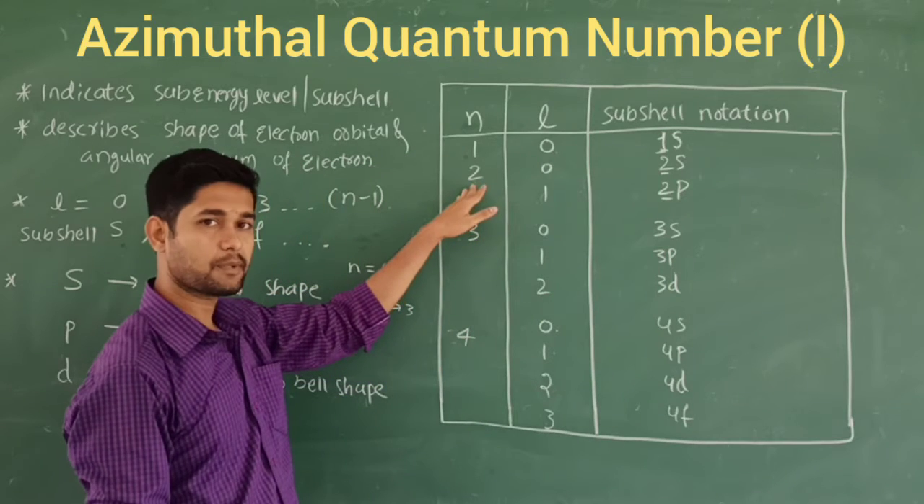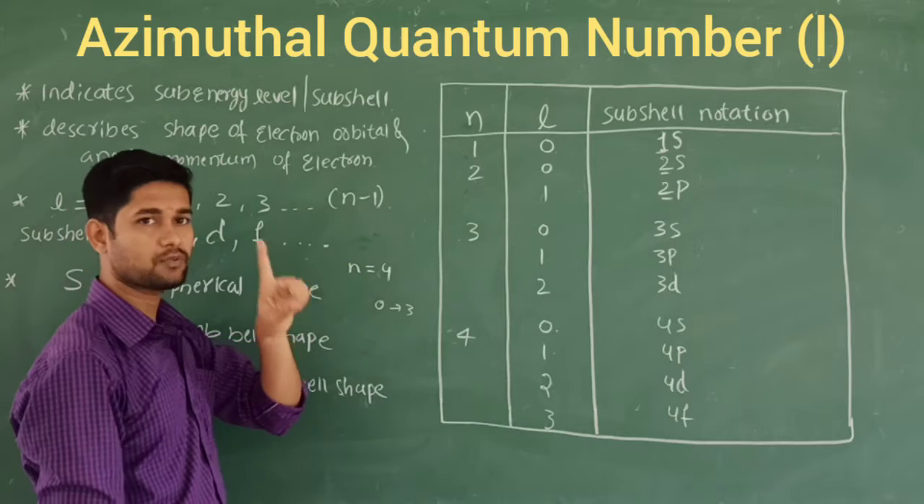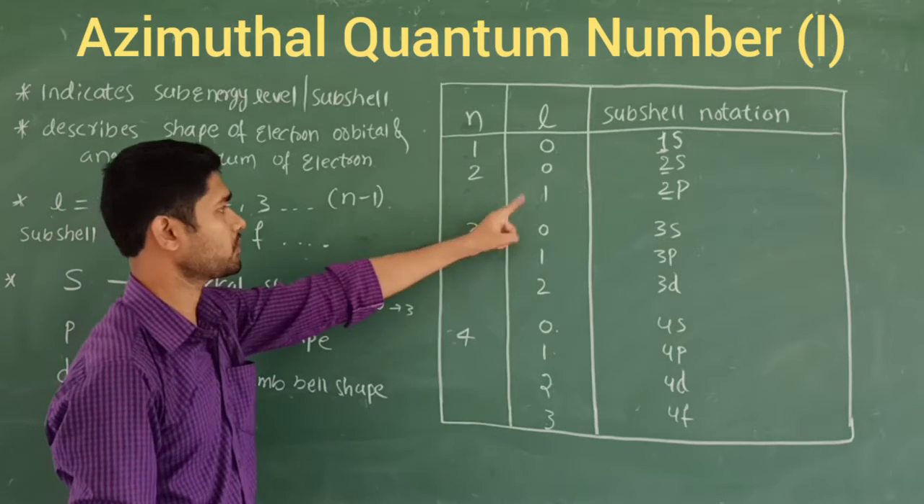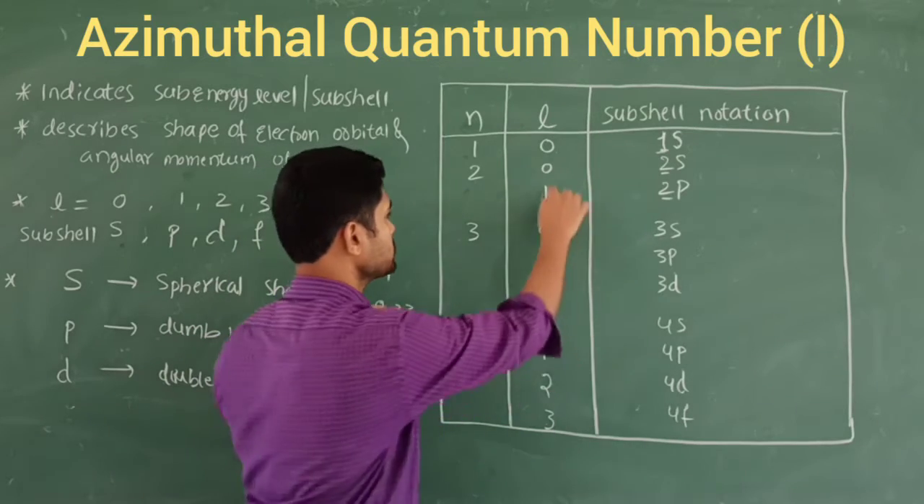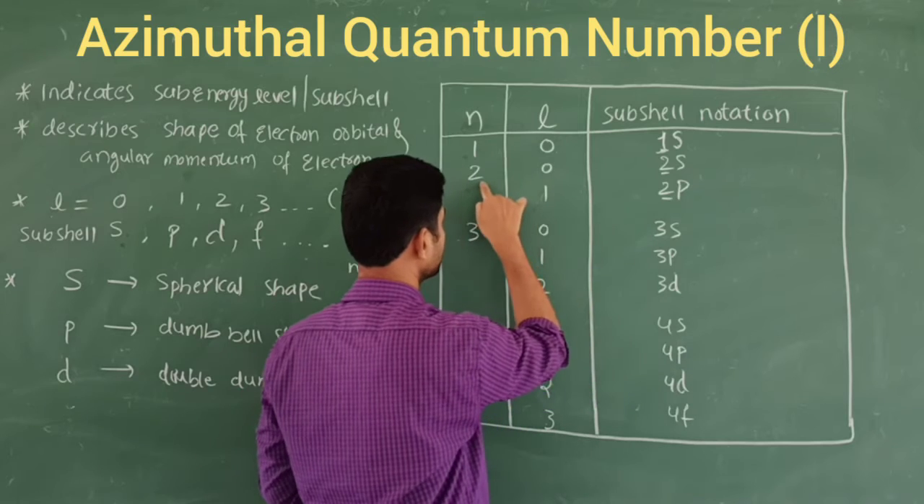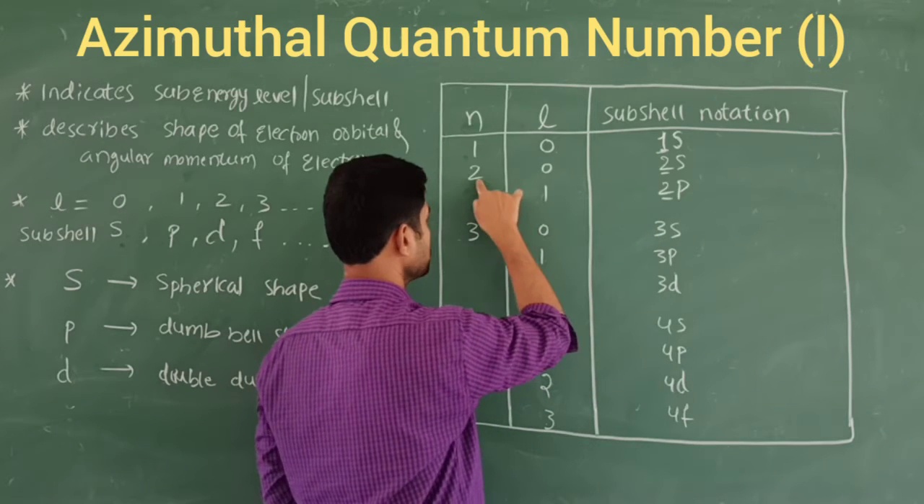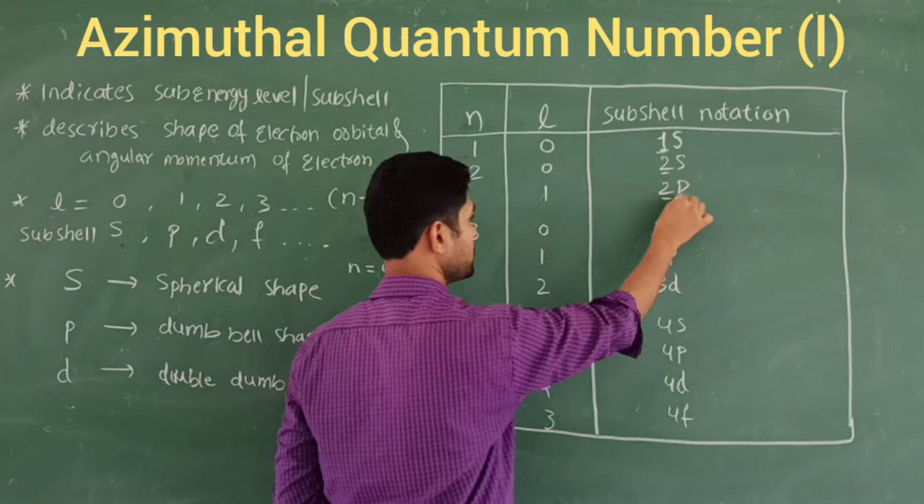Similarly, if I go for the principal quantum number n equal to 2, L goes up to n minus 1, that is 1. So it starts from 0 and goes to 1, only a maximum of 2 subshells. For the principal quantum number 2, 0 is designated as s, and 1 is designated as p.